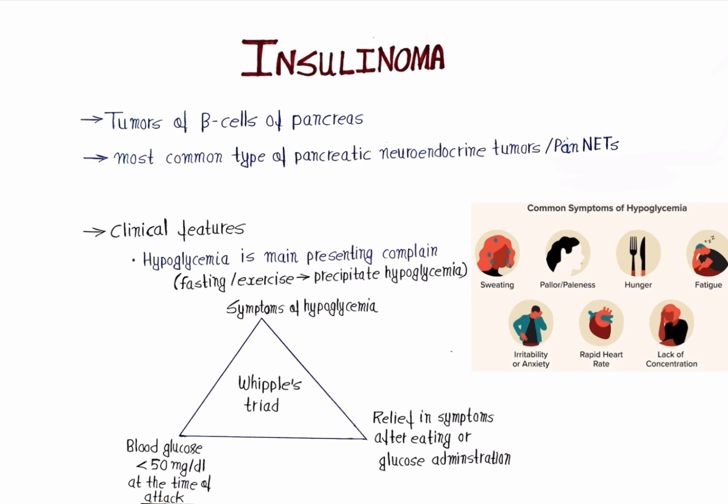So there is a triad called Whipple's triad, which is used to differentiate hypoglycemia from the conditions which can mimic hypoglycemia. In Whipple's triad, there are three things. First of all, there should be symptoms of hypoglycemia, which we already discussed, and these symptoms should get relief after administration of glucose or after eating food. And the blood glucose level of the patient should be below 50 milligrams per deciliter at the time of attack. So this makes the diagnosis of hypoglycemia.